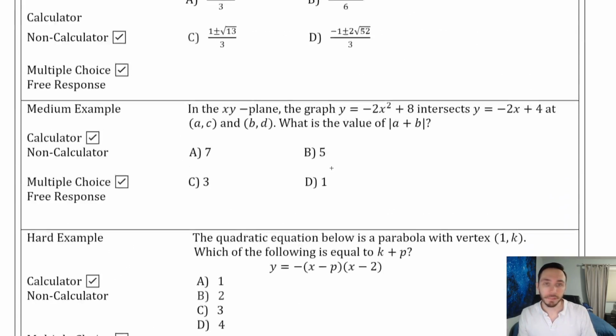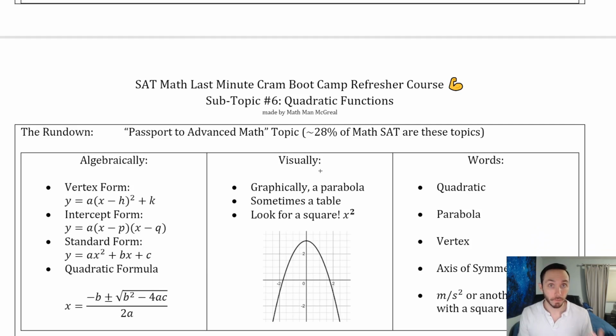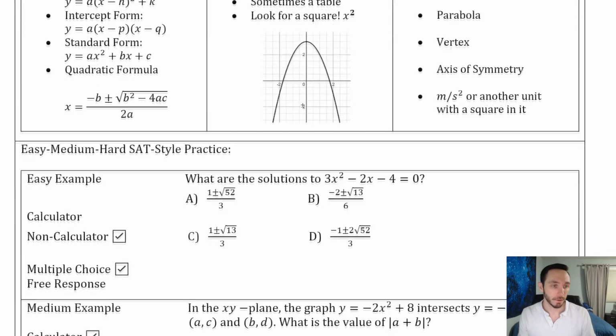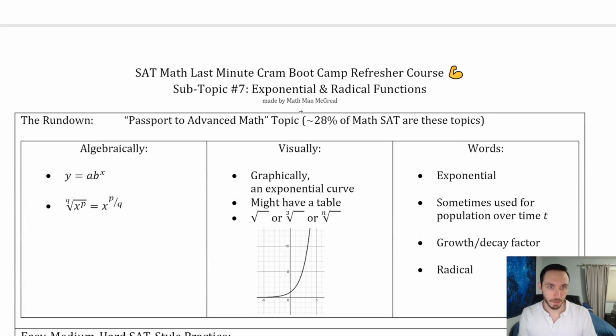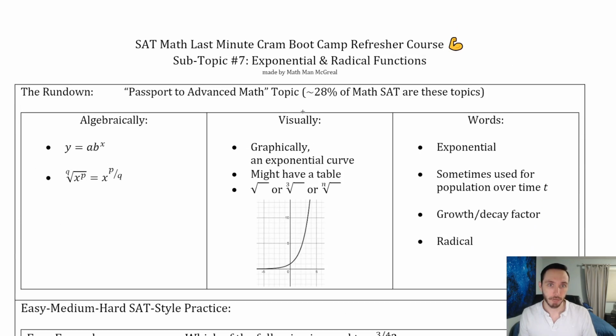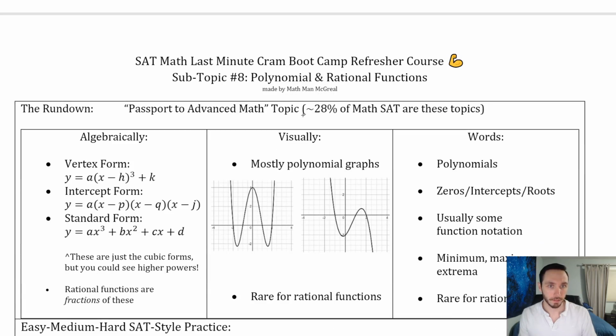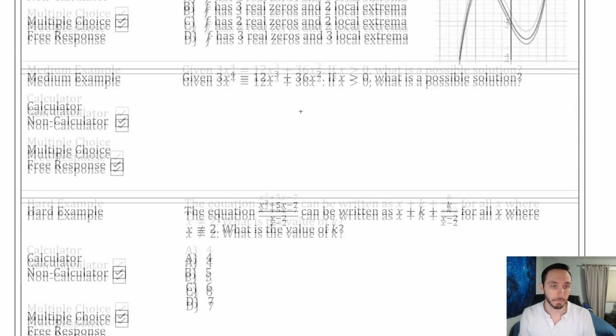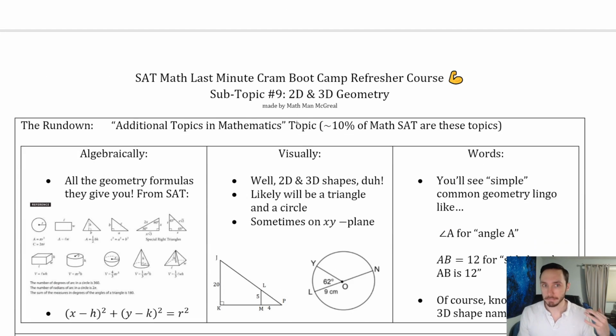So I got a few of these only because this is where a lot of the formulas come into play. I have quadratics 1, exponentials and radical functions 2, and then 3 with polynomial and rational functions. Okay. The last major of the 4 topics is called Additional Topics in Mathematics. It's essentially just your geometry and trigonometry. So 10%, not too crazy, right?